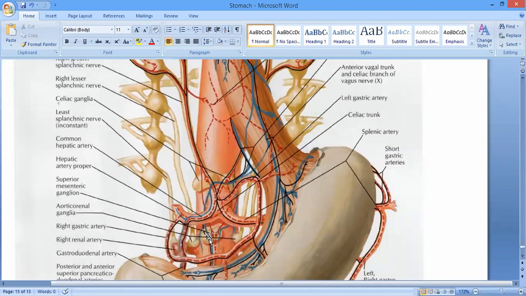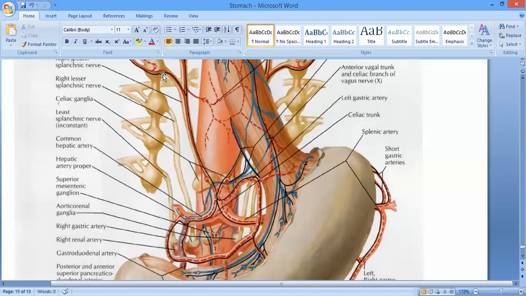Celiac ganglia kya hote hain? But how do you define ganglia? It's a collection of nerve cells outside the brain, outside the central nervous system. So now we have ganglia, right?